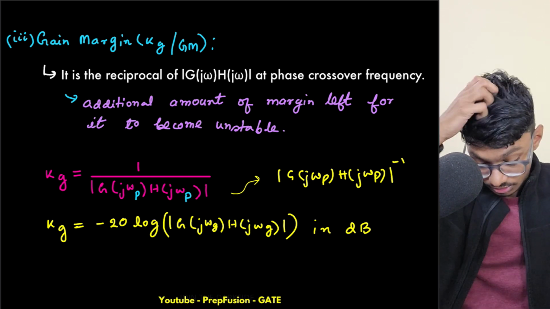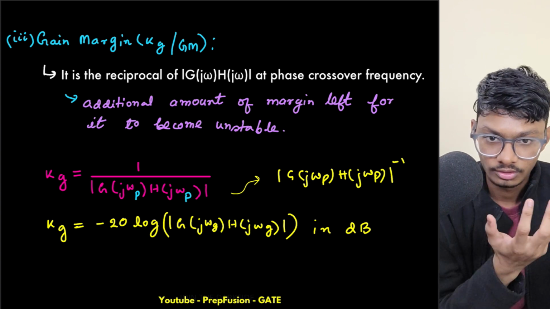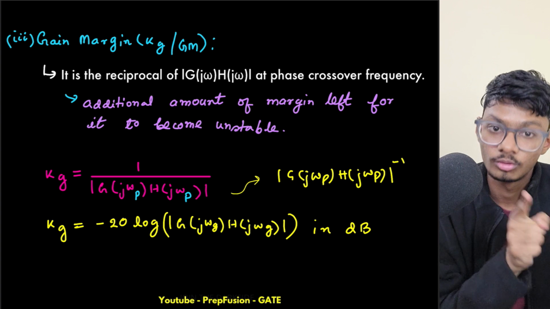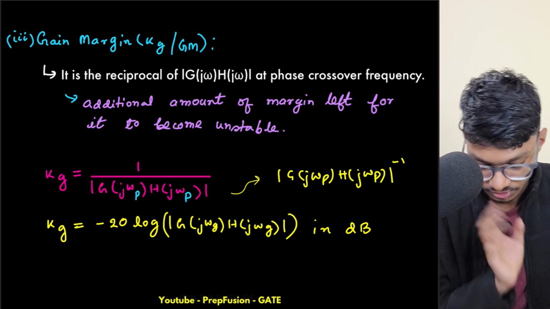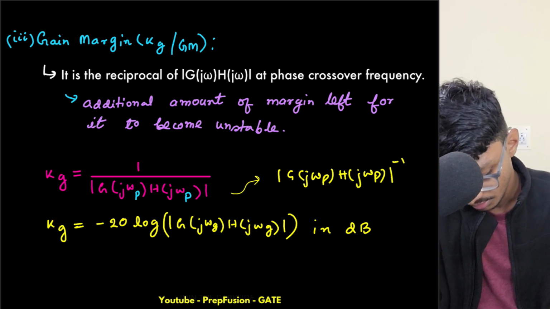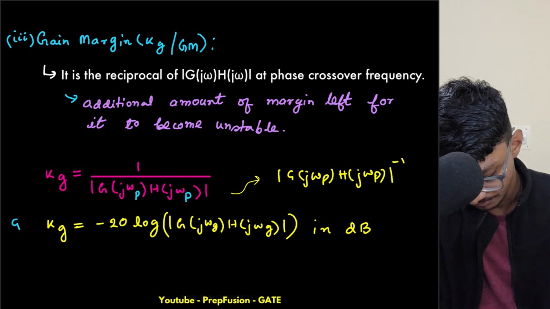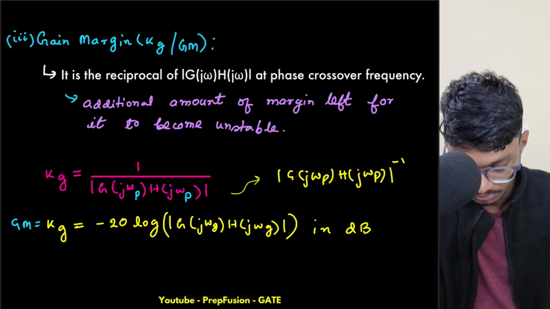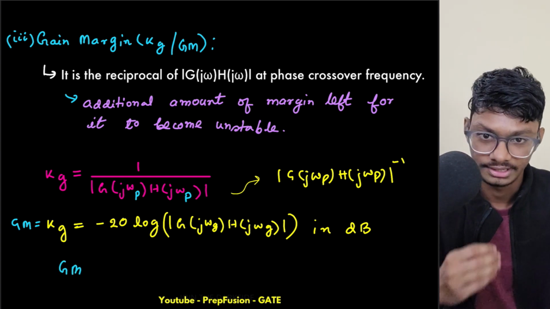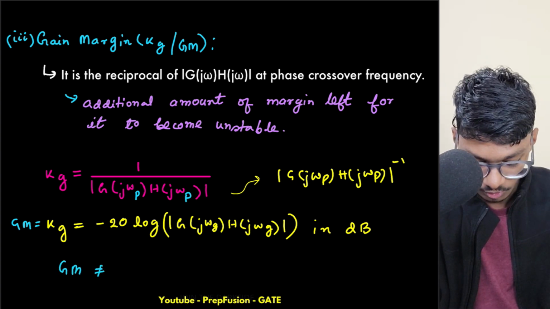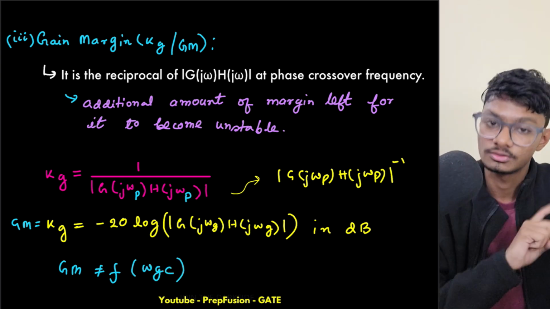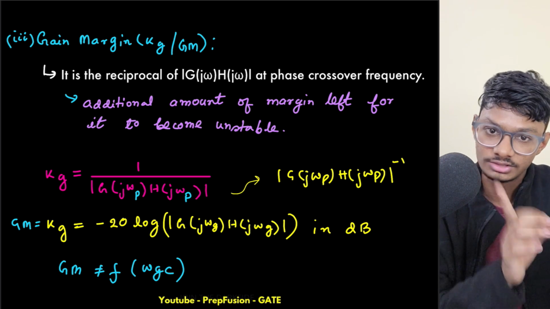Okay, I told it wrong. The gain margin is not a function of gain crossover frequency. Do remember that, because with gain you might get confused. This is also known as GM. But don't get confused. Gain margin is the name of this one. It is not a function of the gain crossover frequency. It is only a function of phase crossover frequency.